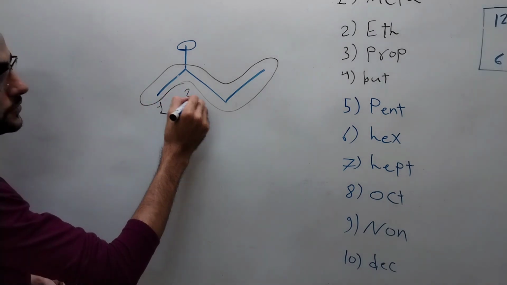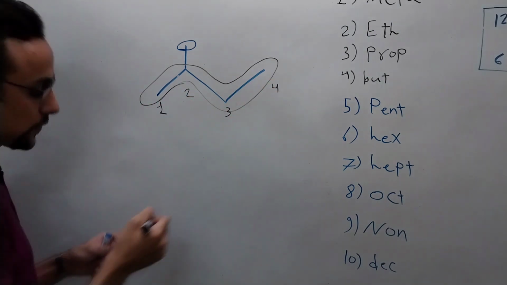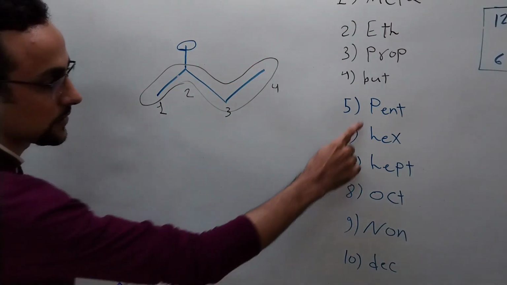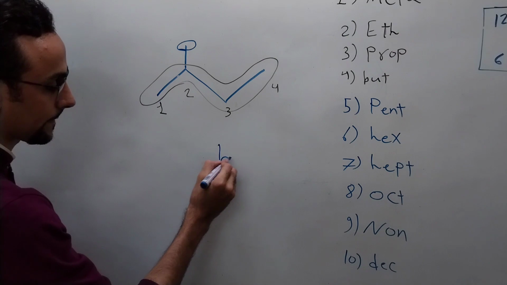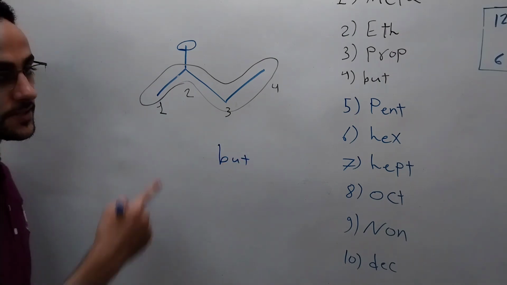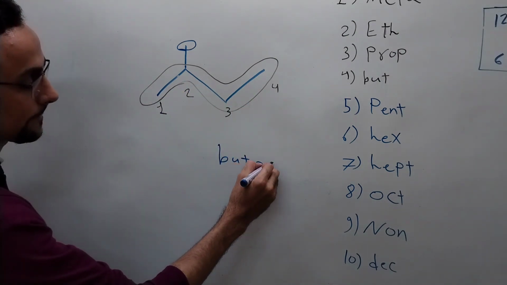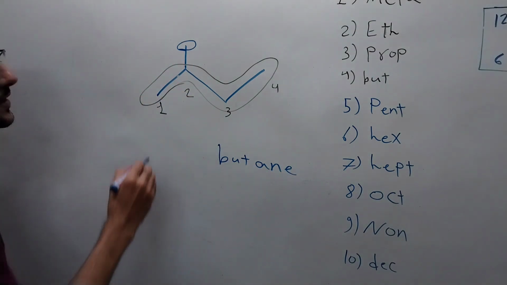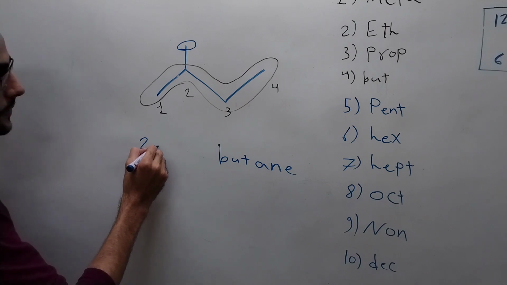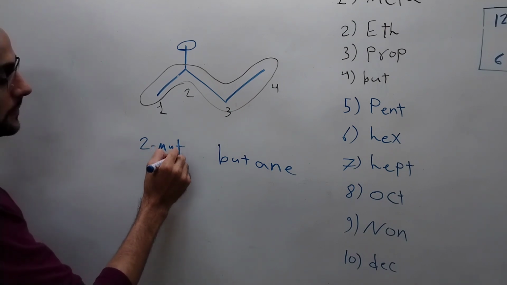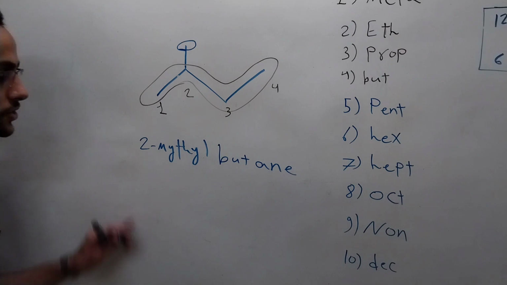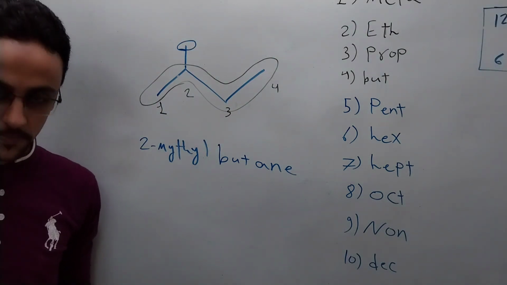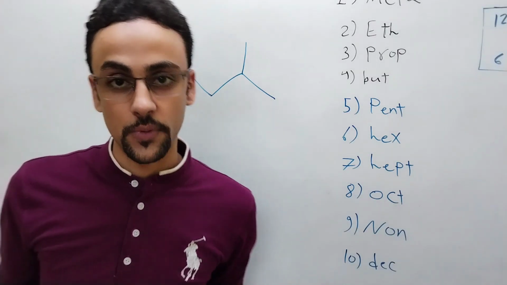1, 2, 3, 4. So this is a 4 carbon hydrocarbon, so it's "but". And it is single bonded, so it's "ane". And the methyl group occurs on the second carbon, so it is 2-methyl. So the name of this molecule is 2-methylbutane. Now let us look at another example.